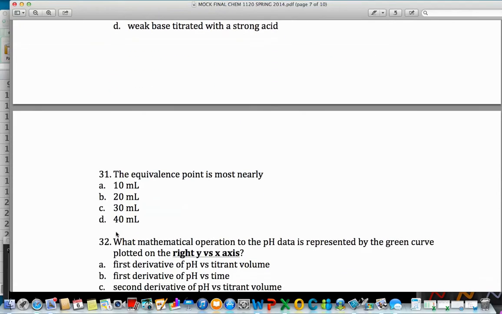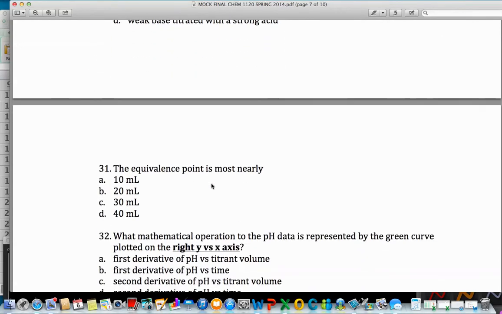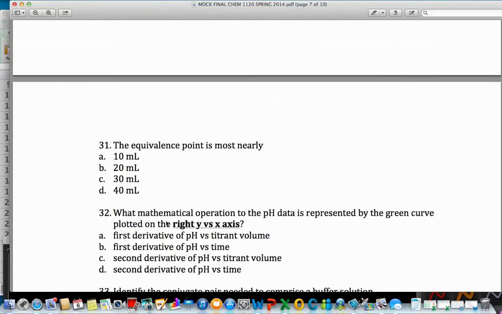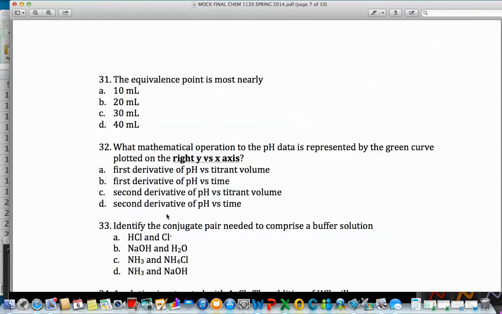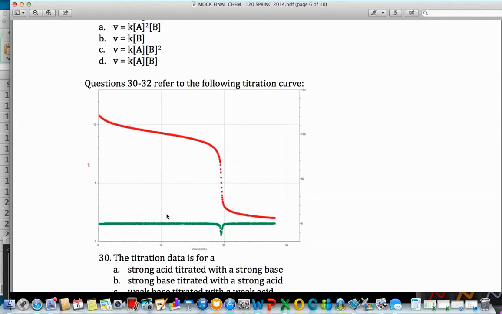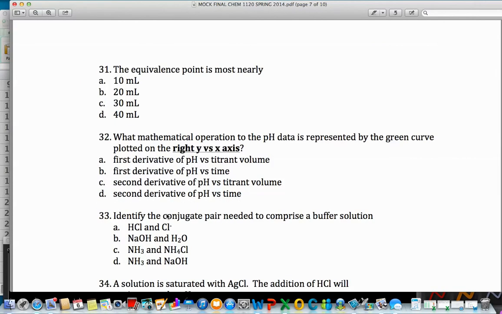Number 30, the answer is D. The equivalence point, that's going to be the x value where this pH really changes, and it's just below 20. And so the best answer is going to be B, 20 milliliters. And of course, in green, we're taking the first derivative of pH versus titrant volume. So number 32, the answer will be A. So 30, D, 31, B, 32, A. I will pick up on question number 33 on the next screencast.